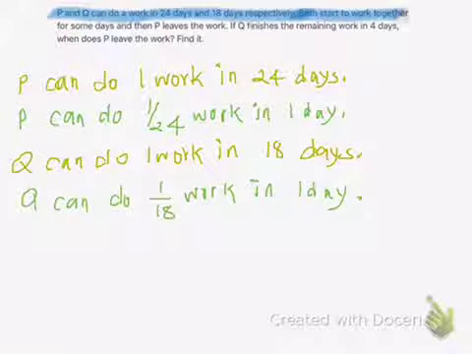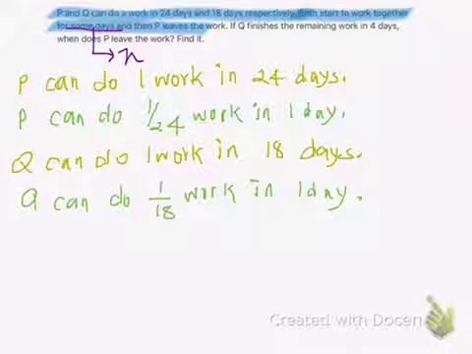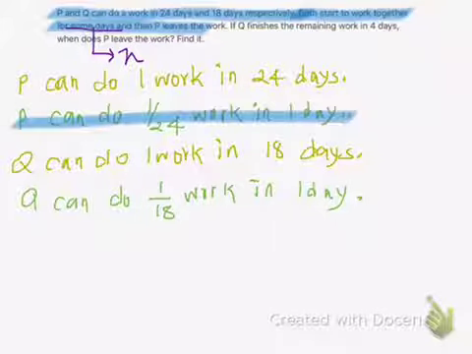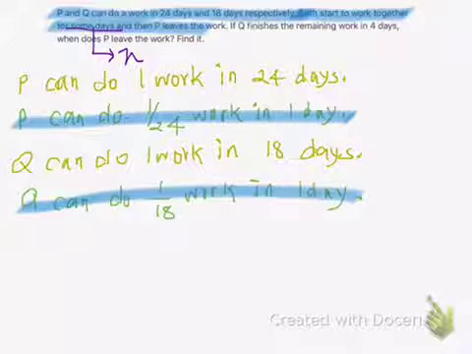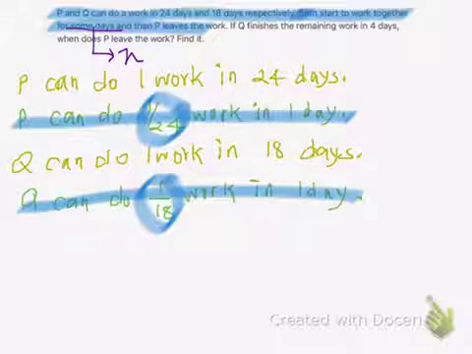Both start to work together for some days and then P leaves the work. Let us suppose this some day to be X, so P and Q have worked together for X days. But at first let us try to solve how much work P and Q together can do in one day. So to find this we have to add 1 by 24 work and 1 by 18 work.